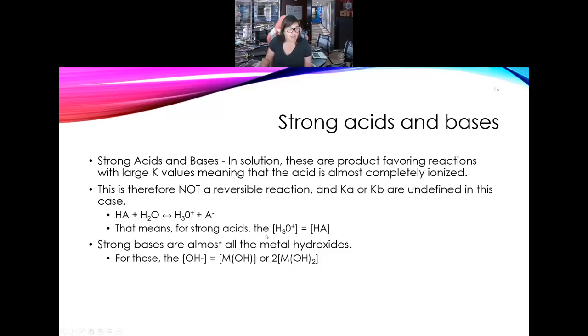For strong acids, the H3O plus is equal to the HA concentration. We assume that it's 100% dissociated. Strong bases are almost all of the metal hydroxides, and the OH minus is going to be equal to the MOH concentration, or 2 times the concentration of the M(OH)2. So depending on if it's a single OH minus or a double OH minus, that will determine your concentration for that.